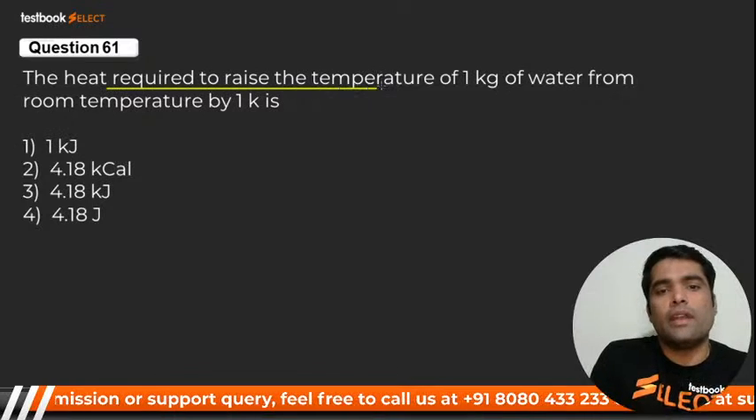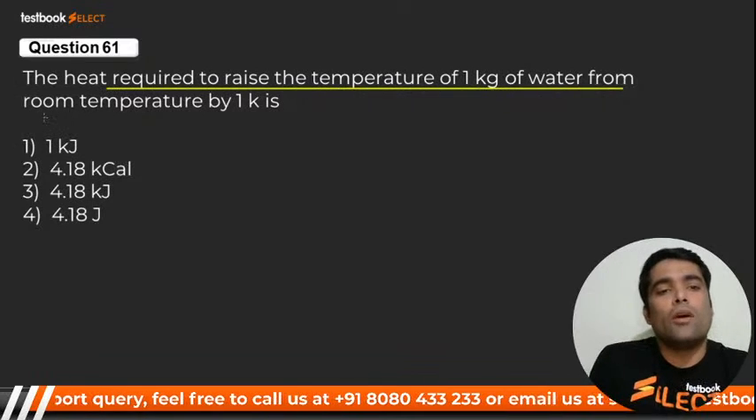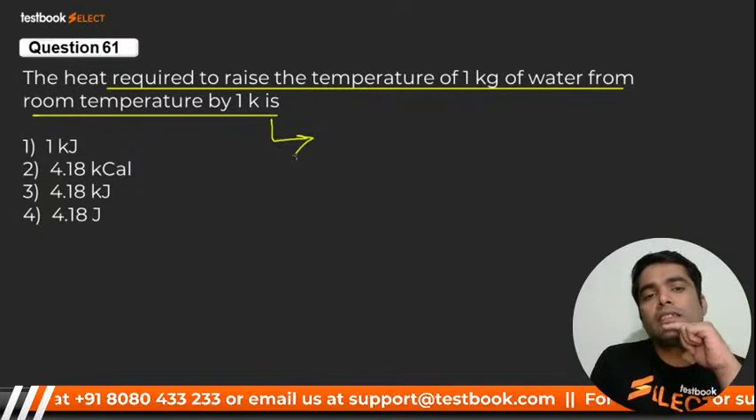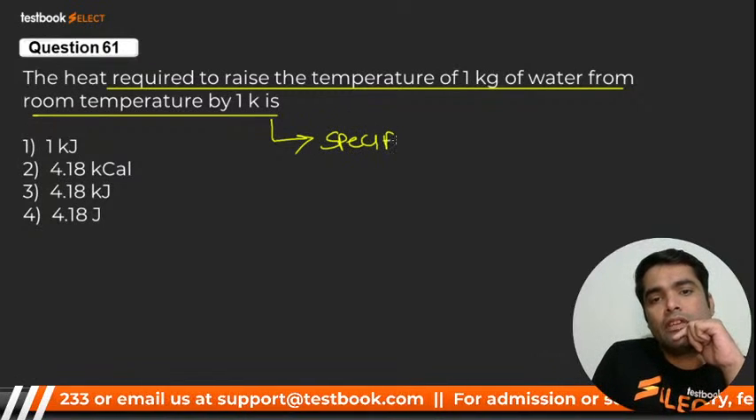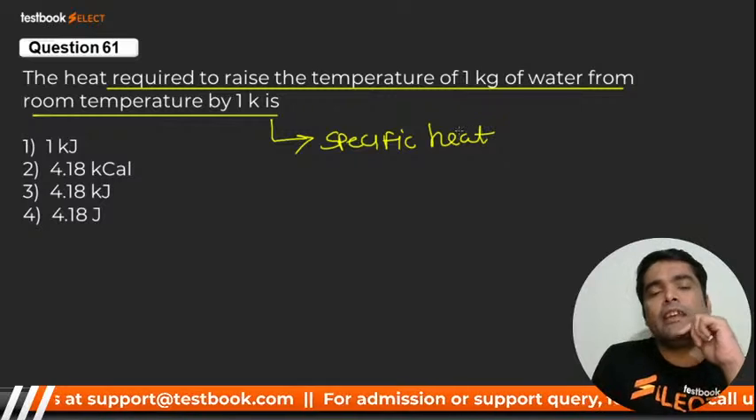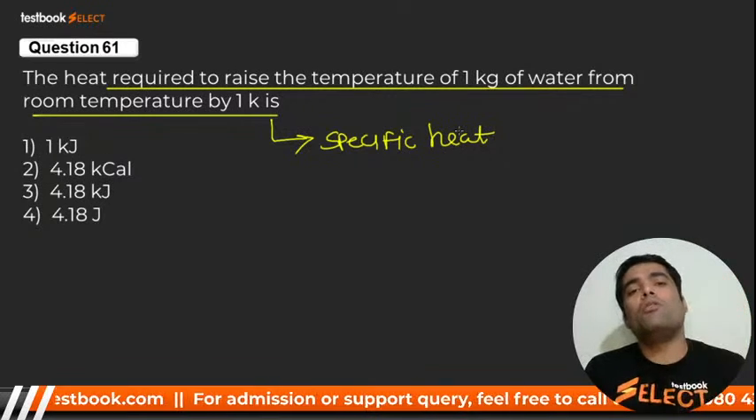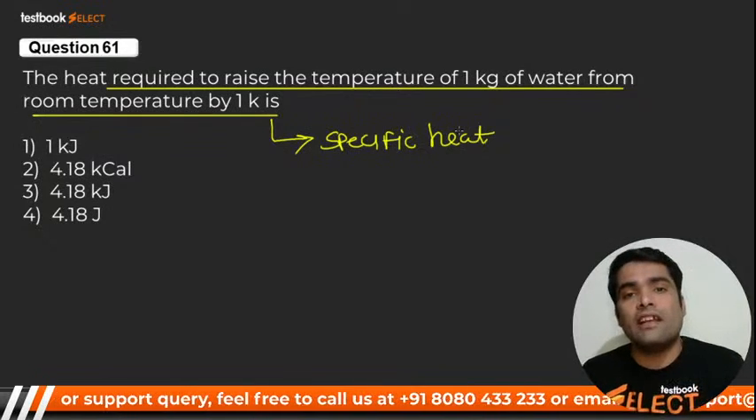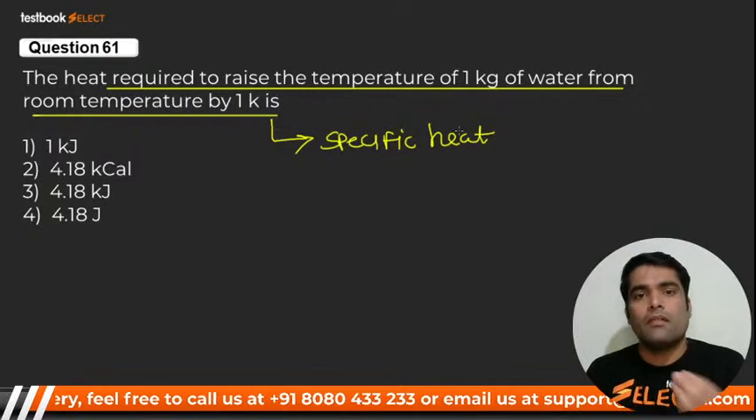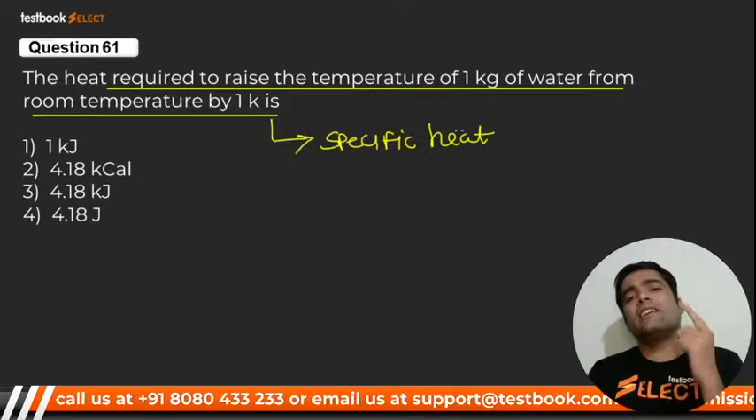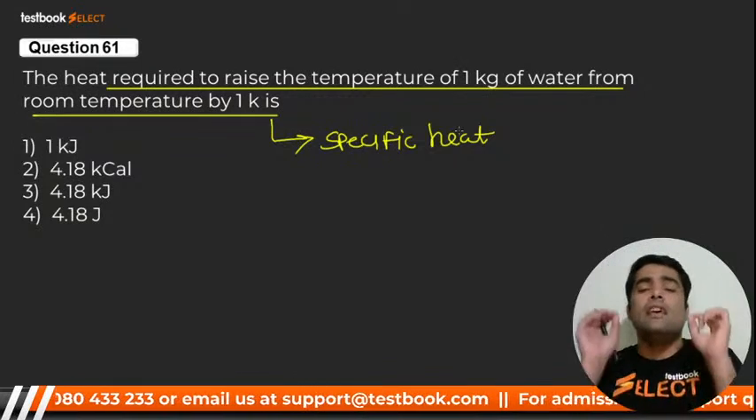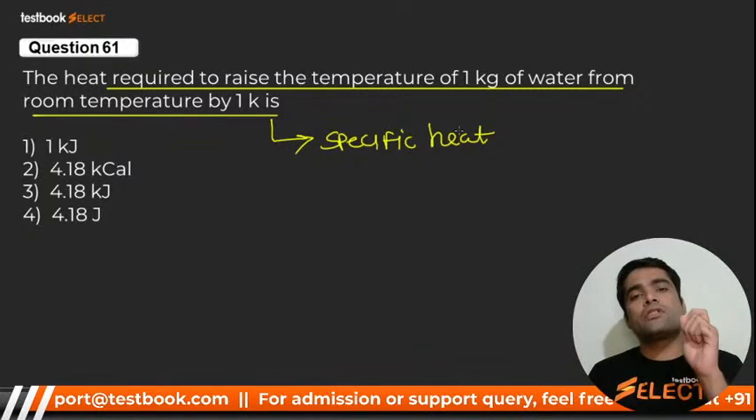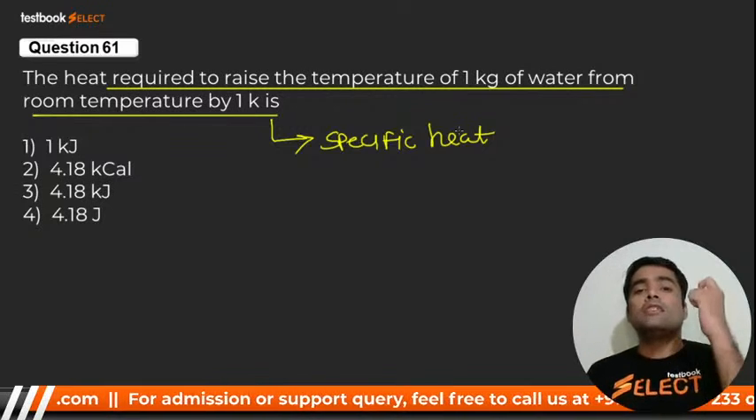The heat required to raise the temperature of 1 kg of water from room temperature by 1 Kelvin is known as, my dear. ये क्या है पहले तो ये बताओ. It is known as what, my dear? Specific heat. It is known as, beta, specific heat, because specific heat is defined as what, my dear? Amount of heat required to raise the temperature of unit mass of a substance by 1 degree centigrade or by unity. So that is nothing but 1 degree centigrade से या 1 degree Kelvin से जो भी टेम्परेचर बढ़ाने के लिए आपने हीट सप्लाई करी, that is none other than what, my dear? Specific heat. And if you supply the heat at constant pressure, that will be what? Specific heat at constant pressure. And if you supply the heat at constant volume, that will be specific heat at constant volume.